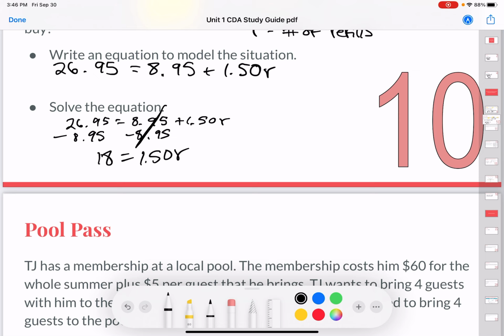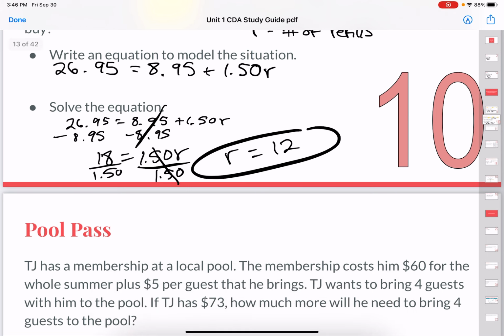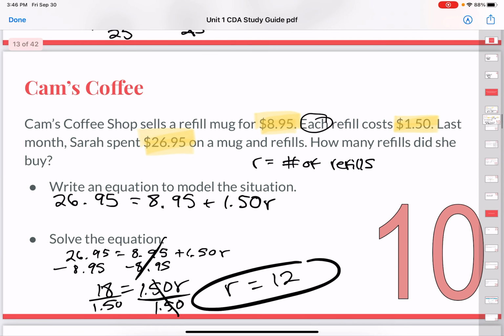Now, $1.50 is being attached to R by multiplication, so I need to divide both sides by $1.50 in order to undo that. Those cancel. I'm left with R equals 18 divided by 1.5, which is 12, which means that Sarah bought 12 refills. So hopefully that's not in one day. That's a lot of coffee. But it still makes sense in the context of the situation.